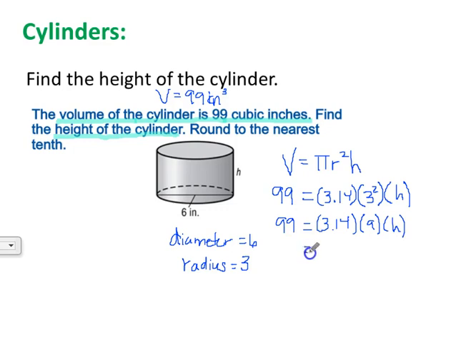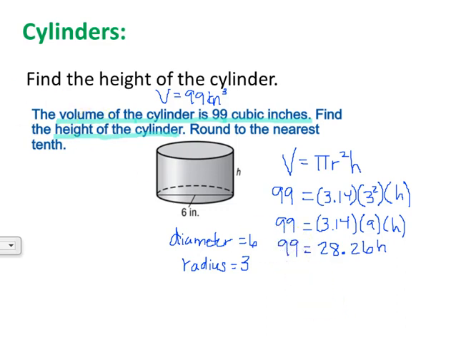So looking at the right side of the equation, I can still simplify even more. I can actually multiply 3.14 times 9. So I'm going to go ahead and do that. 3.14 times 9 is 28.26 times h. And it's still equal to 99.